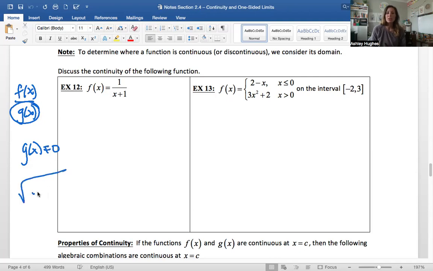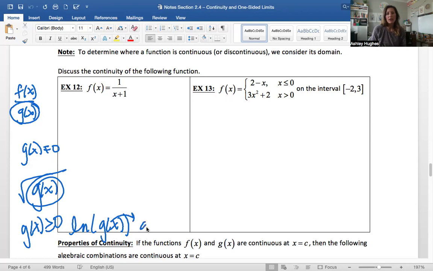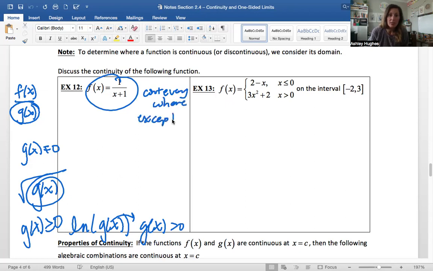If you have a square root, whatever function's inside the square root needs to be greater than or equal to 0. If you have a log, whatever's inside the log needs to be greater than 0. This is just some function knowledge you should have. So I know that this function is continuous everywhere except where the bottom equals 0. And where does that happen? That happens when x equals -1. So it's continuous everywhere except at -1.